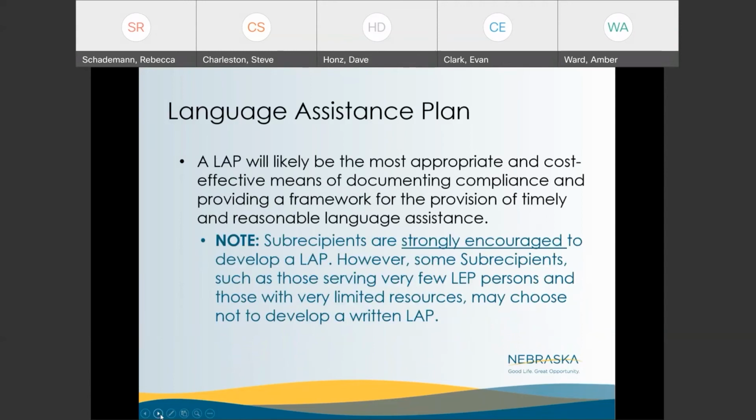So a LEP will likely be the most appropriate and cost-effective means of documenting compliance and providing a framework for the provision of timely and reasonable language assistance. Note, subrecipients are strongly encouraged to develop a LEP. However, some subrecipients, such as those serving very few LEP persons and those with very limited resources, may choose not to develop a written LEP. So it's not required unless you have several LEPs.